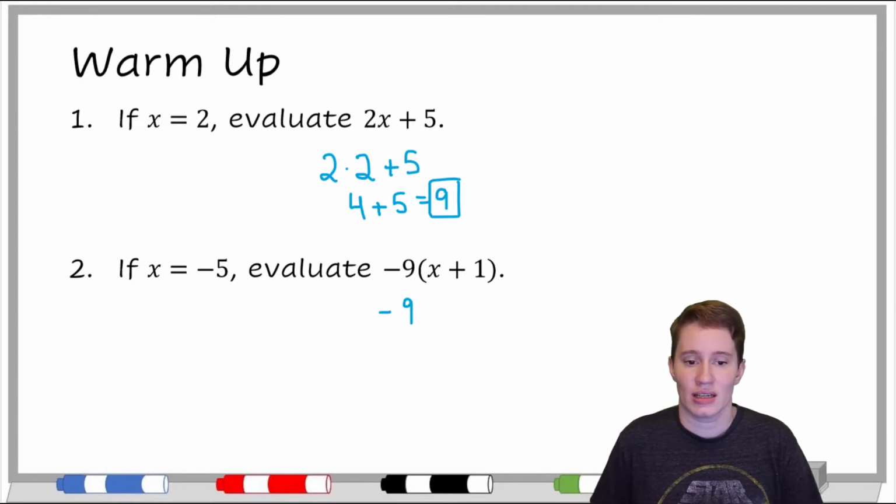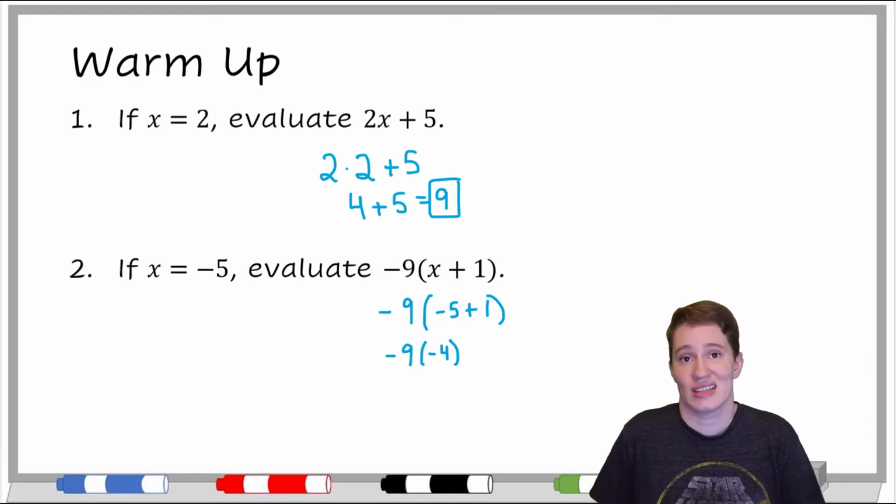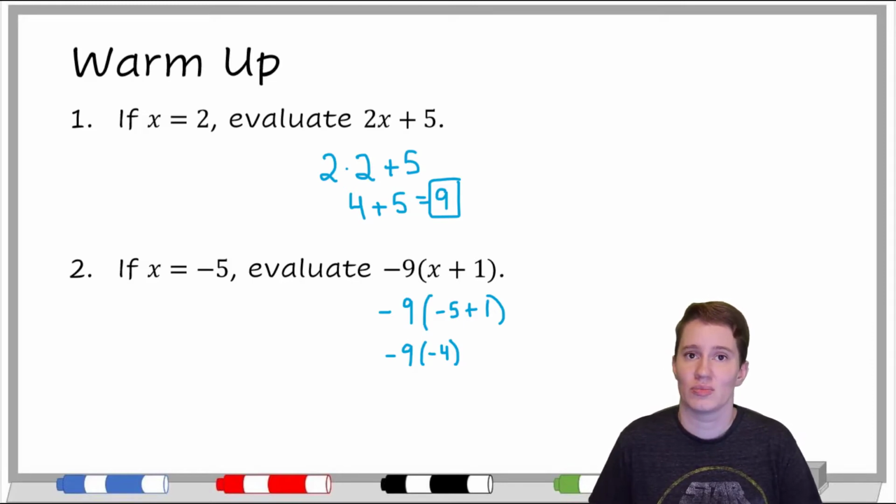Let's take a look. -9, and then where x is, I'm going to put -5. So I'm going to do -5 plus 1 in the parentheses, which gives me -4. And if you still wanted to distribute, that's fine. The distributive property works. That's kind of the whole point of it. We just didn't have to use it if we realized we could combine those numbers like the normal way.